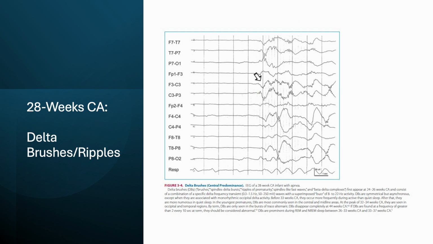They almost look like spindles riding on the wave. This is a good indicator of brain maturity. It kind of gives you an estimate of how far along the brain has matured.